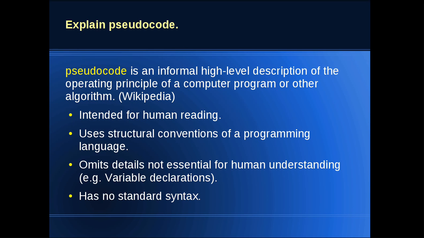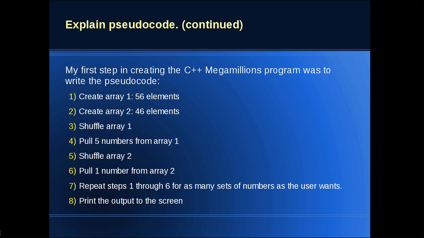Pseudocode is intended for human reading. Pseudocode uses structural conventions of a programming language. However, pseudocode omits details that are not essential for human understanding, for example, variable declarations, comments, etc. And pseudocode has no standard syntax.